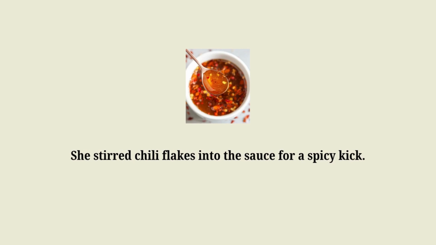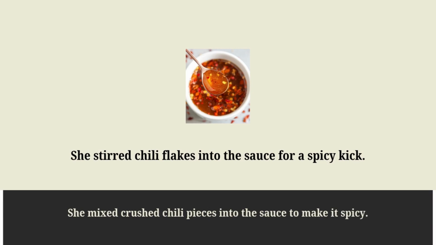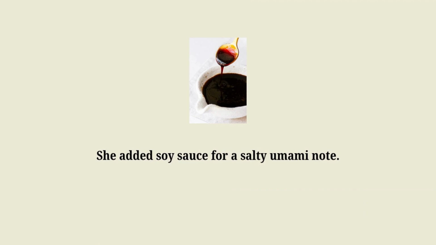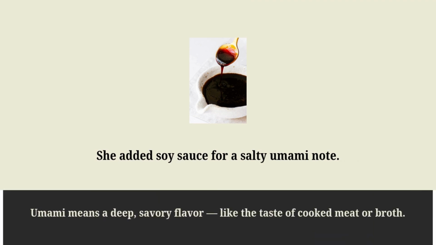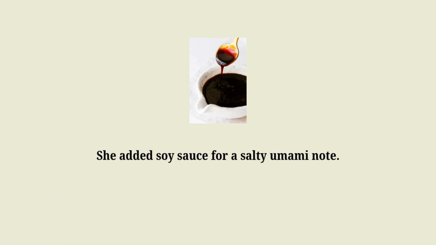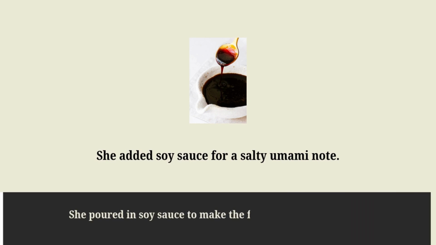She stirred chili flakes into the sauce for a spicy kick. Means she mixed crushed chili pieces into the sauce to make it spicy. She added soy sauce for a salty umami note. Umami means a deep, savory flavor, like the taste of cooked meat or broth. So, in simple terms, she poured in soy sauce to make the food taste salty and rich.